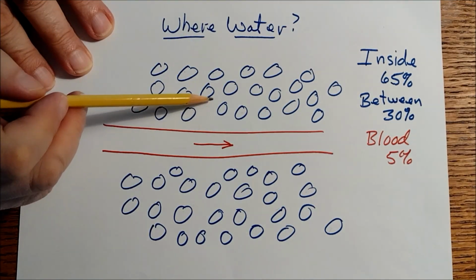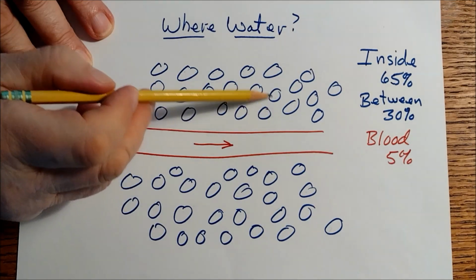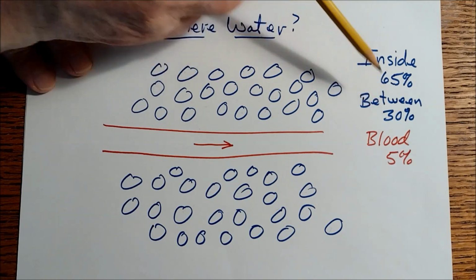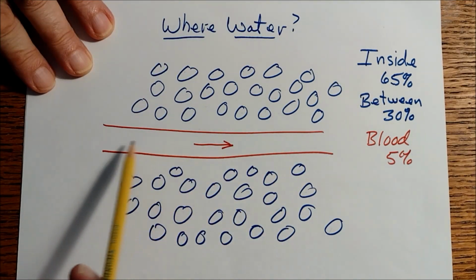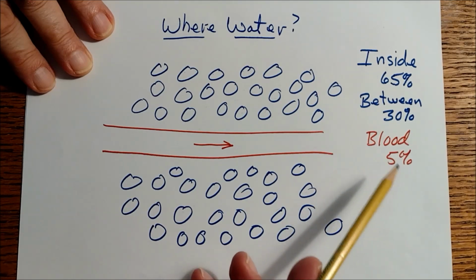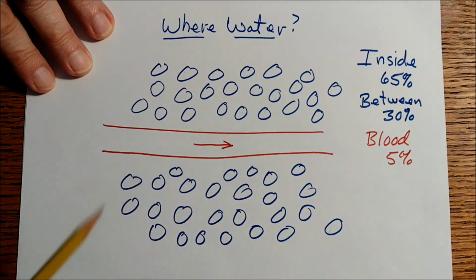The rest of the water is between your cells. That's about 30% of the water. And then a smaller amount is in your bloodstream itself, around 5%. And there's 100% of the water in your body.